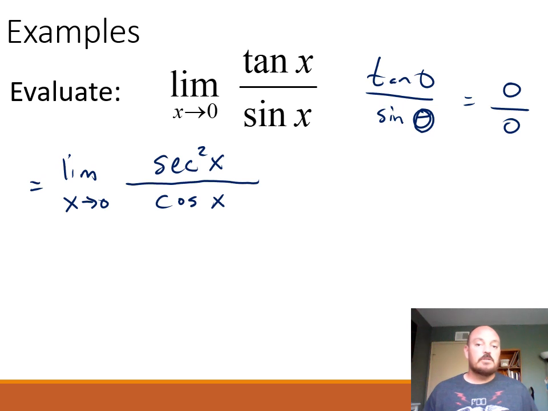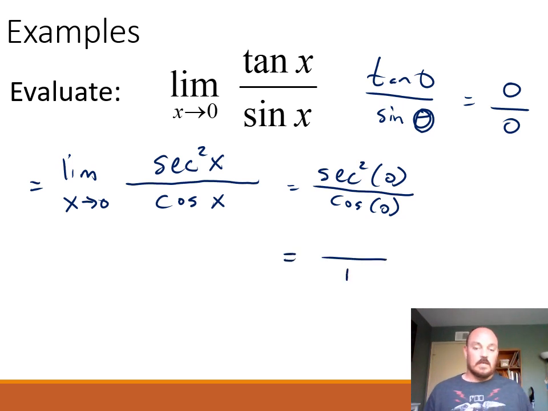Now we try direct substitution again. So I'm basically going to try secant squared of 0 over cosine of 0. Now cosine of 0 is 1. Secant of 0 is also 1 because it's the reciprocal of cosine, and the reciprocal of 1 is 1. So basically we have 1 squared over 1. The answer to this question is 1.